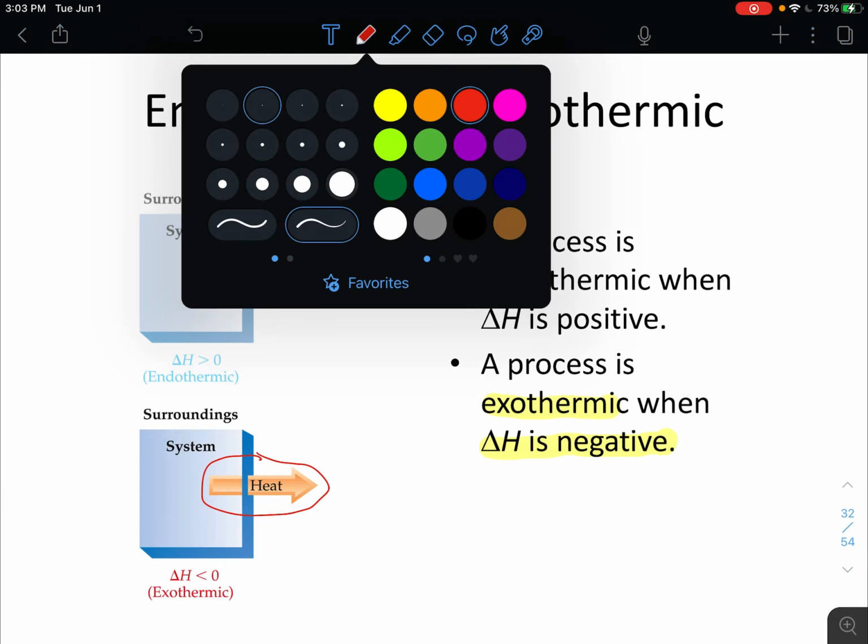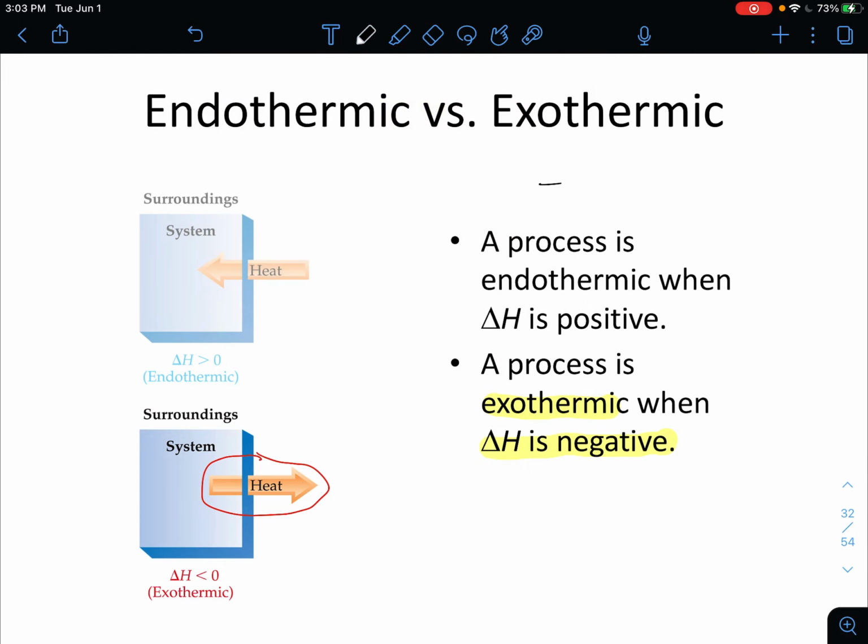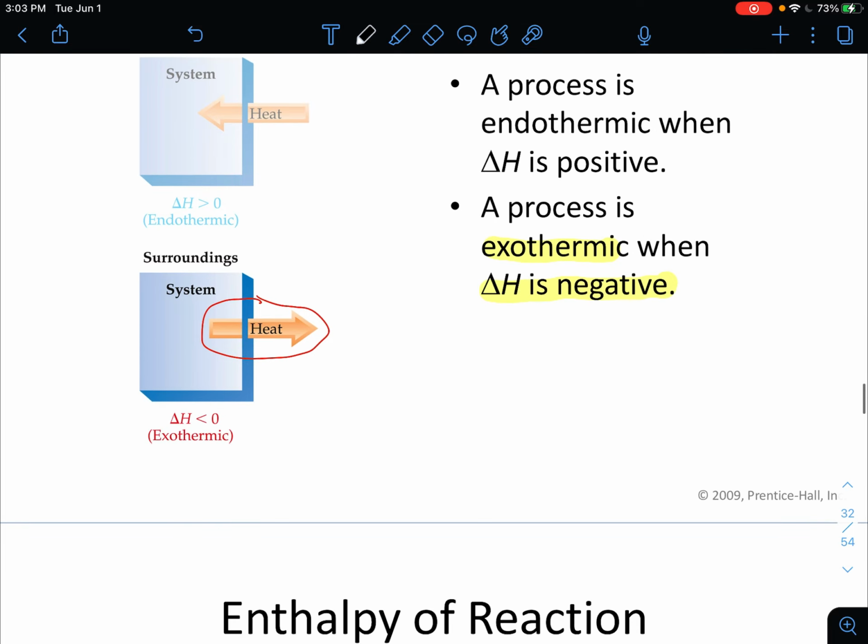Same thing with our knowledge now that delta H, the enthalpy change, is the same as the heat flow at constant pressure. We can correlate these to this terminology. So delta H positive, endothermic; delta H negative, exothermic.